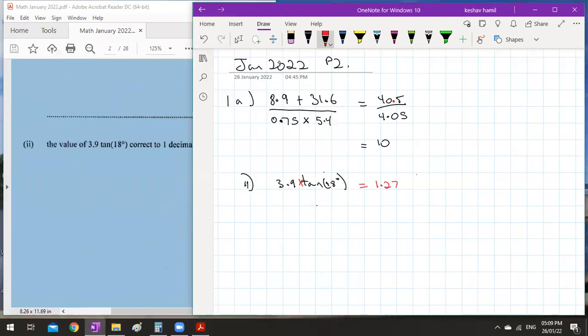And then put it to one decimal place. 2.7. One decimal place is the 2. You look at the 7, it is more than 5, so therefore we add 1.